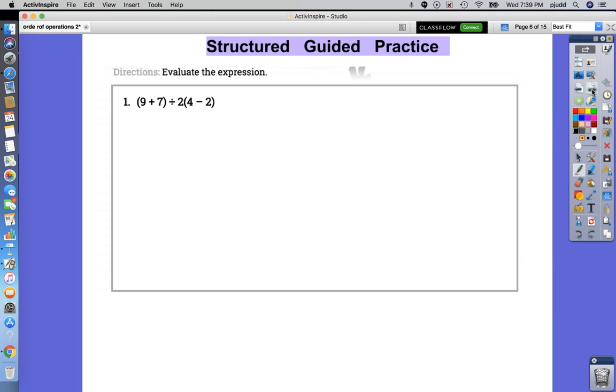Now, structured guided practice. Remember, with structured guided practice, we're thinking about what you're going to do here, but you are not writing anything down until I write it down first. And then you're working along with me. But you are not rushing ahead thinking you can get this done and then end up making mistakes. Okay, so this is what we're going to refer to.